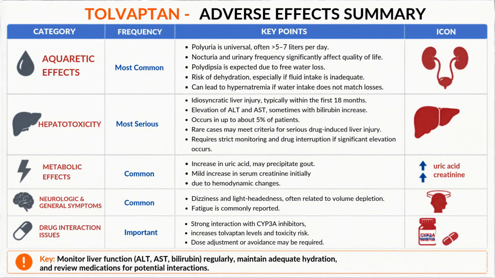So let's walk through the key side effects of tolvaptan in a structured and practical way. First, the most common are the aquaretic effects. Polyuria is essentially universal. Patients can produce more than 5 to 7 liters of urine per day. As a result, nocturia and urinary frequency are very prominent, and they significantly affect quality of life.